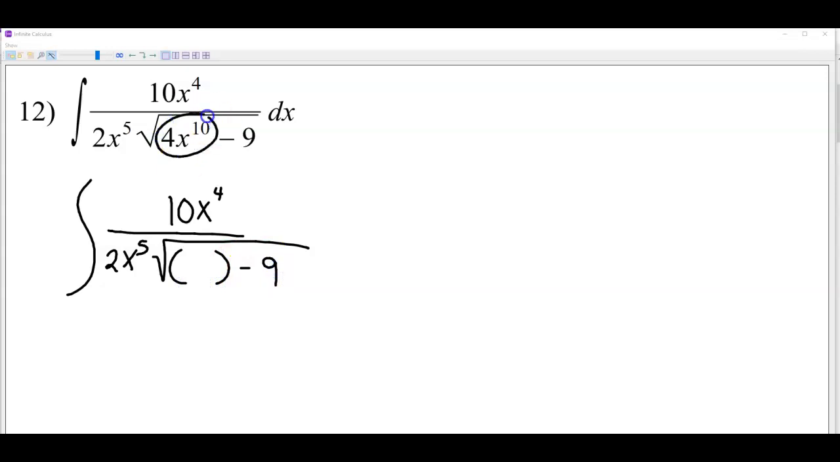I want to rewrite this piece here as a square. So what number to the second power would give me 4x to the 10th? Well, basically, we just need to take the square root of 4x to the 10th. And when you do that, you take the square root of the 4, that's 2, and cut your exponent in half, and that's 5. So that's what's going to go in here, is 2x to the 5th. And that is what our u value is going to be. Okay, so step 1 is to rewrite it. Step 2, u substitution. Here we go.